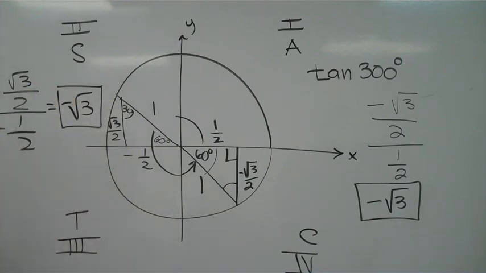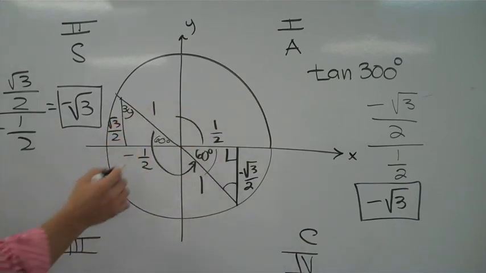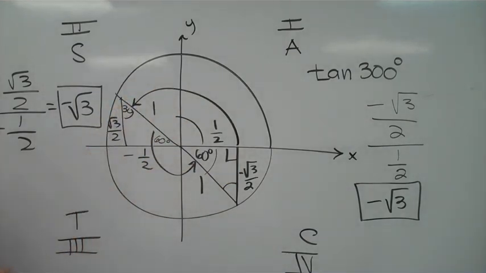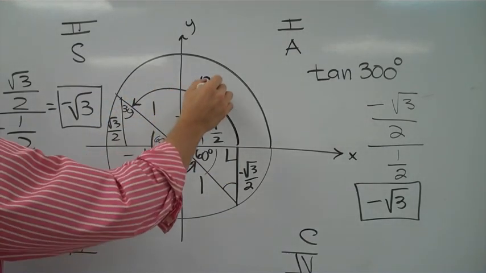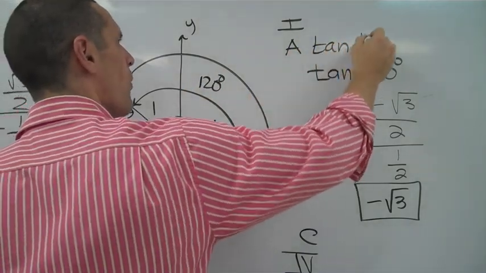We can see that this angle is the same. This angle, 300 degrees, is the same as this angle. Well, if this is 60 here, then our angle is actually 180 minus 60, which is 120. So tangent 300 is the same as tangent 120.